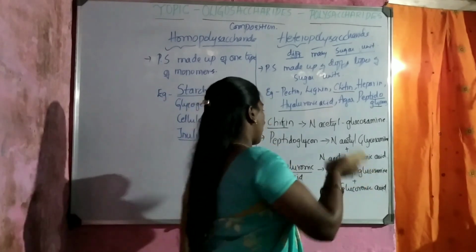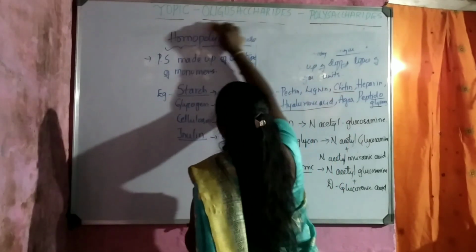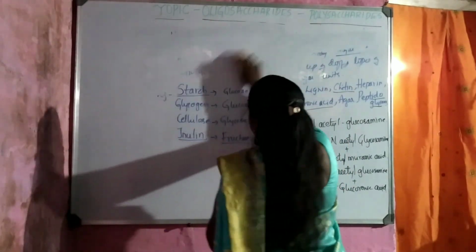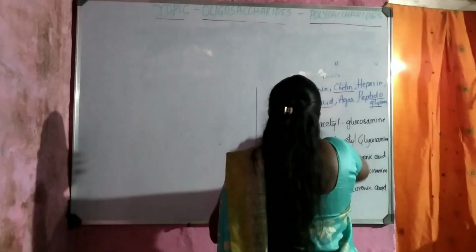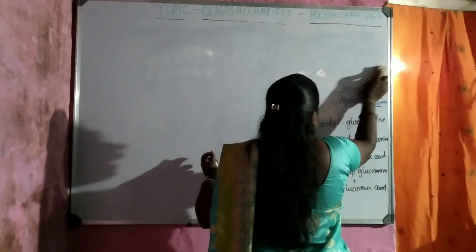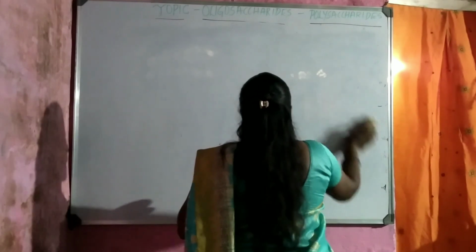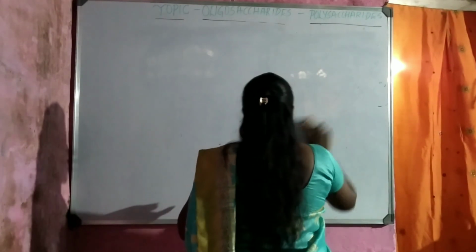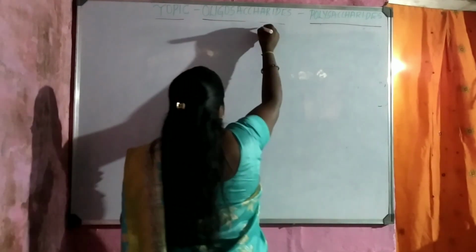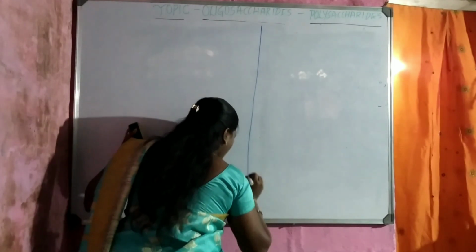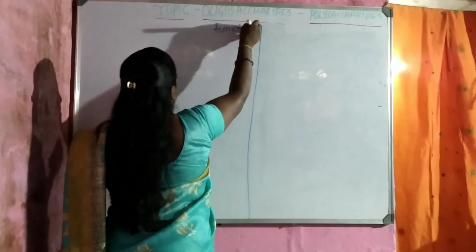Let us discuss one more classification of polysaccharides, which is based on function. Based on function, we can categorize polysaccharides into how many types? Into 3 types. Let us see that. Classification of polysaccharides based on function: into 3 types.